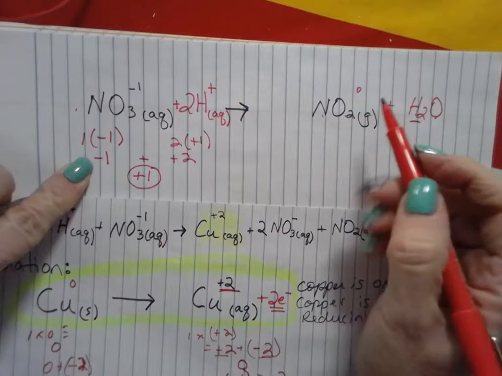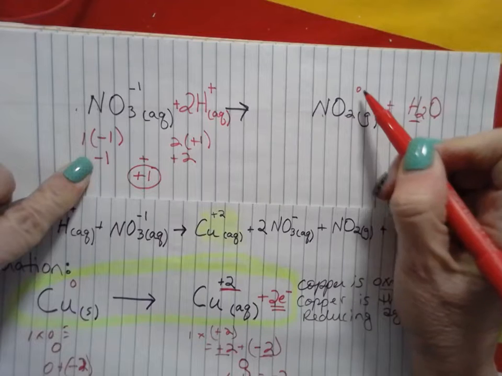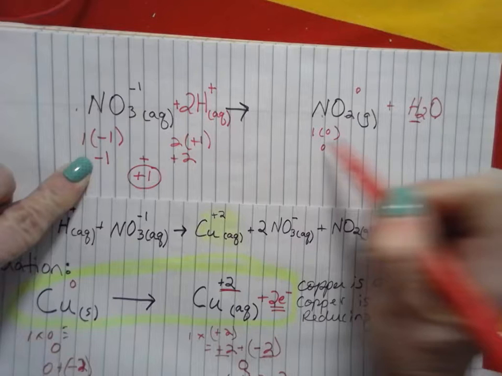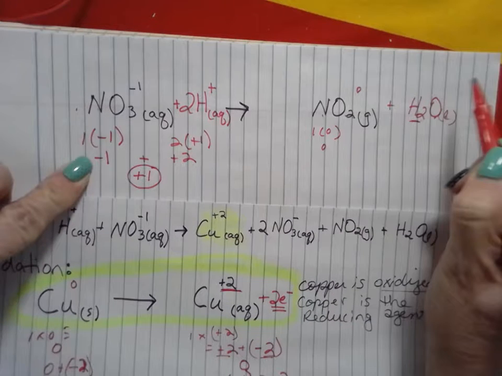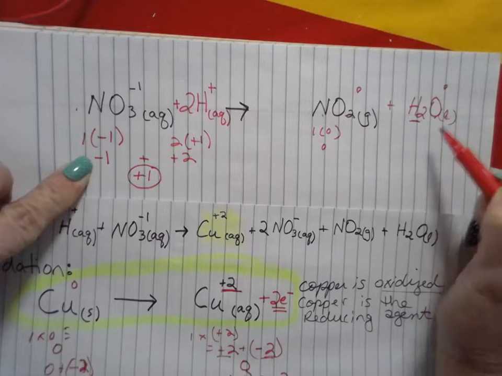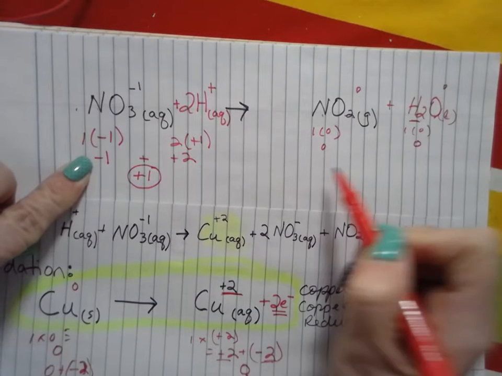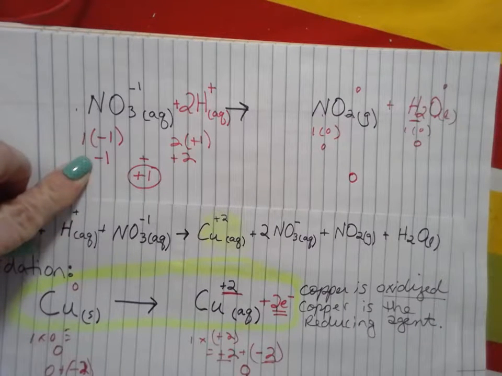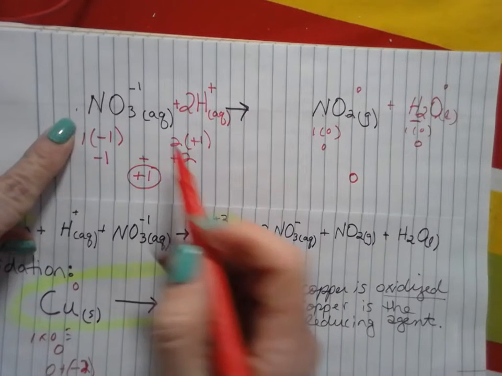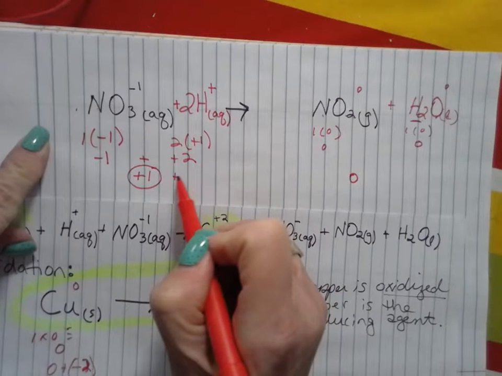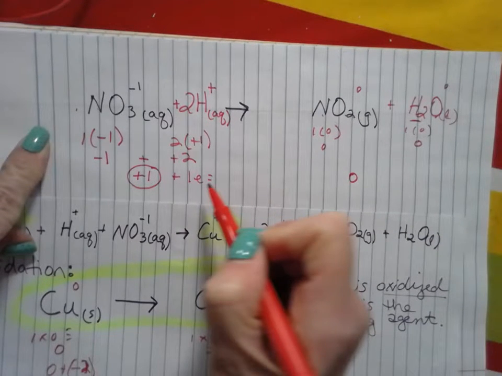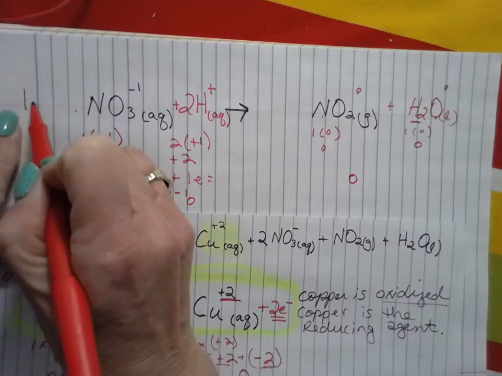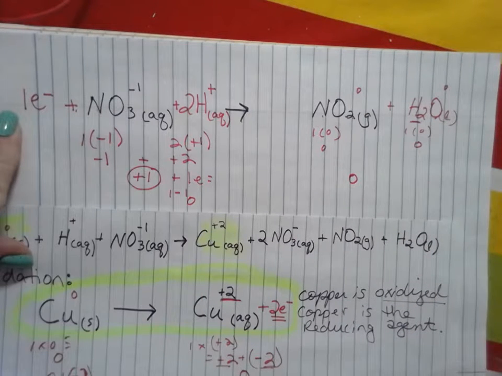Now right here, because this is in gaseous form, it's 0 charge. I've got 1 times 0 gives me 0. This is in liquid form when we add it. 0 charge. 1 times 0 is 0. So over here I have 0 charge. So you have to add an electron on the left side. If I add 1 electron, that'd be 1 minus 1. That would give me a 0 over here. So I can just go ahead and add that.